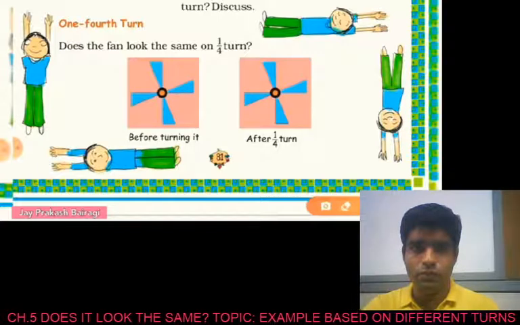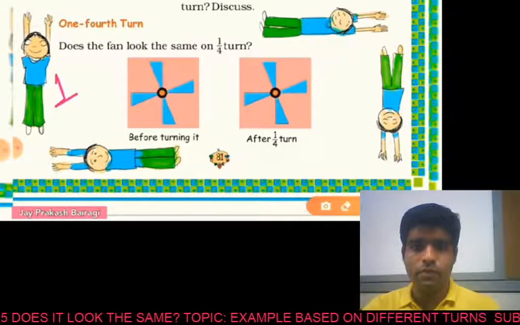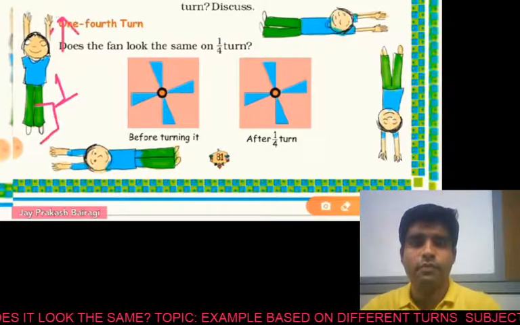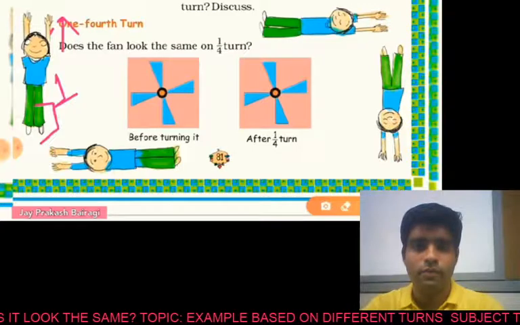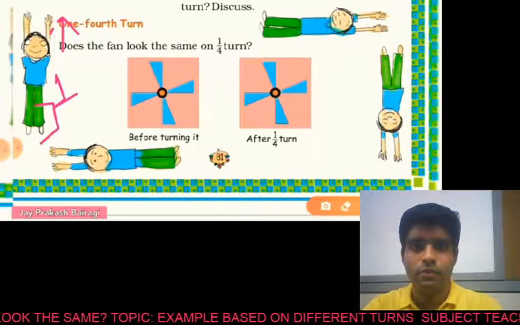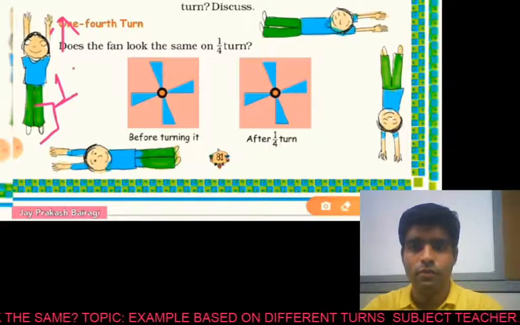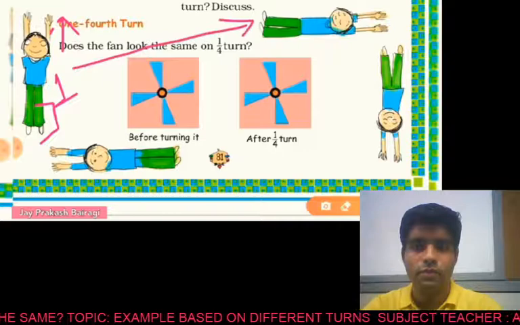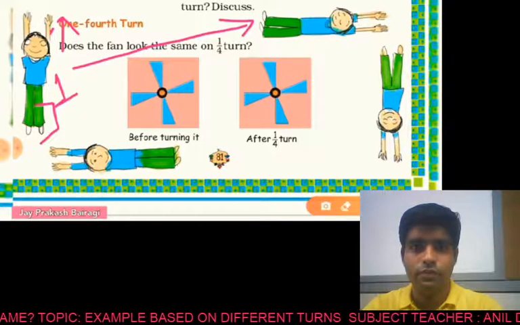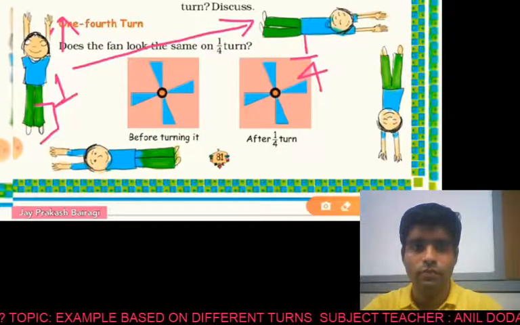Here is a boy in this first picture who is in a standing position, meaning the legs are downside and the hands are upside. So what will happen in a 1/4 turn, meaning which position will he come to? If you take a right turn of 1/4, you will get this type of position, a sleeping position. This position is known as the 1/4 turn if you take a right turn.